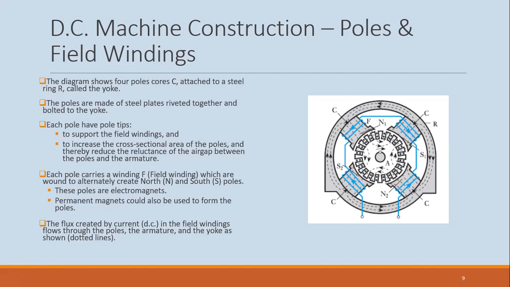All right, remember we said that the poles do not necessarily have to be electromagnets. It can also be permanent magnets. But with your electromagnets, you can create stronger poles, stronger magnetic fields. All right, so yeah, that will be for the poles and the field windings.